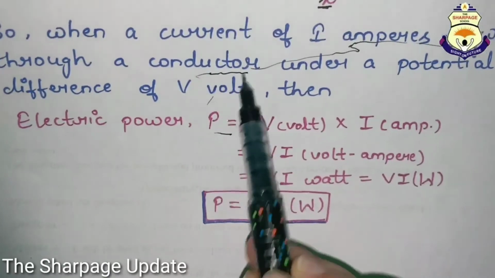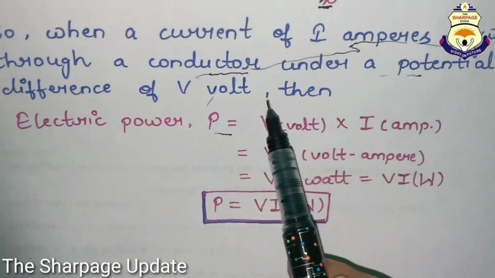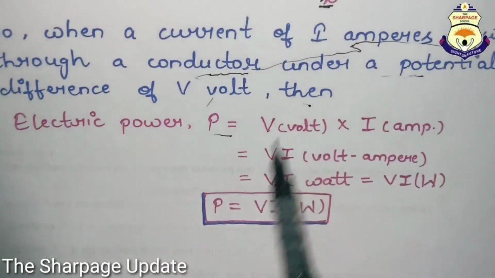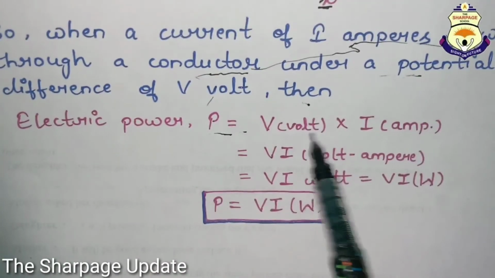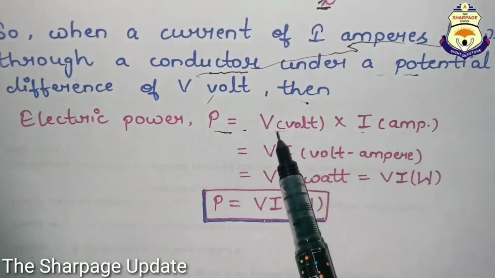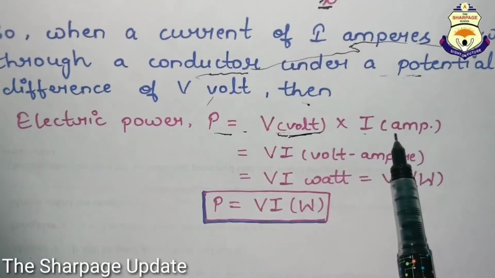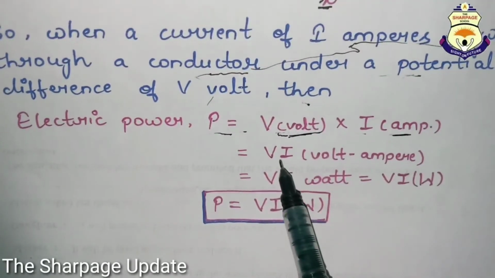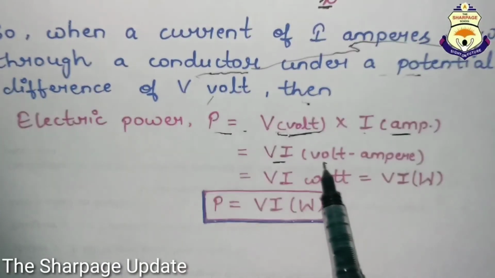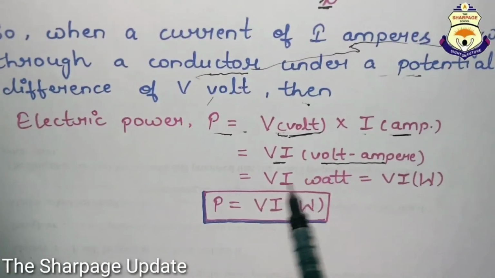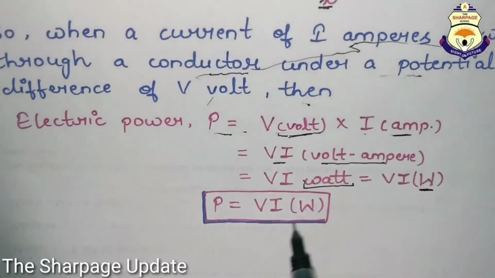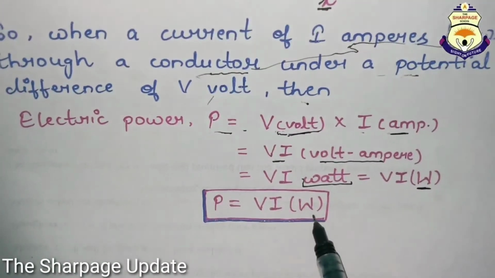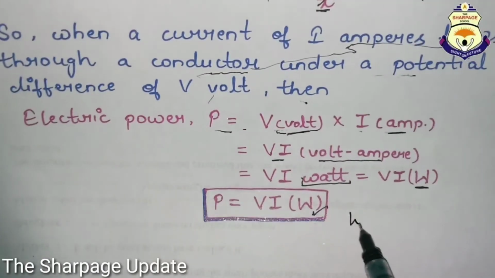As we already know, the SI unit of potential difference is volt and the SI unit of current is ampere. So, the SI unit of electric power will be volt ampere, or we can write it as watt. So, the SI unit of electric power is watt, that is represented by the symbol W.